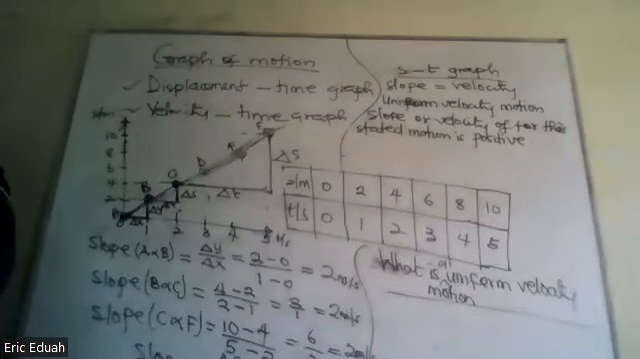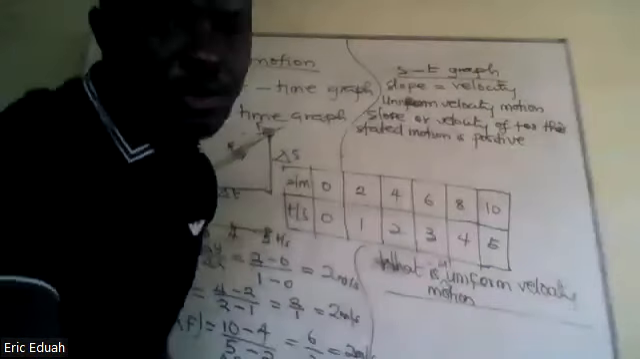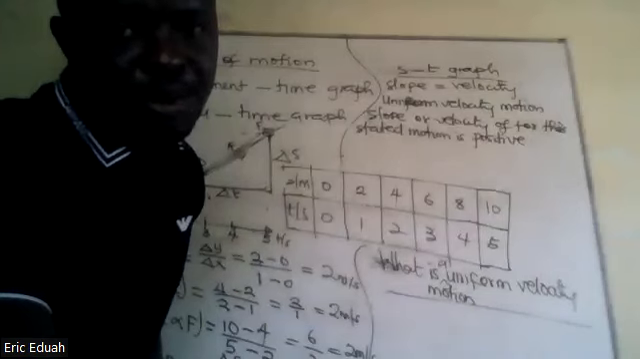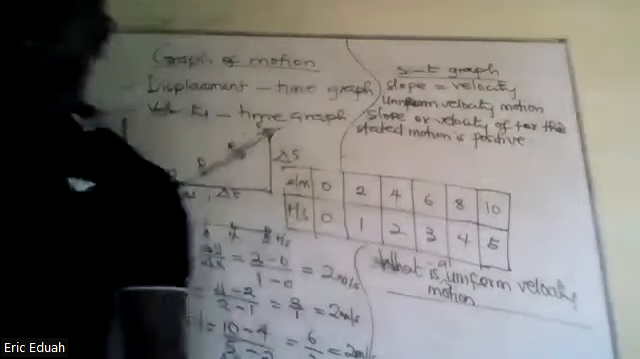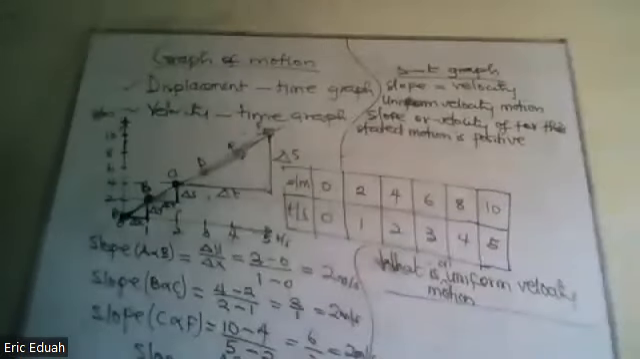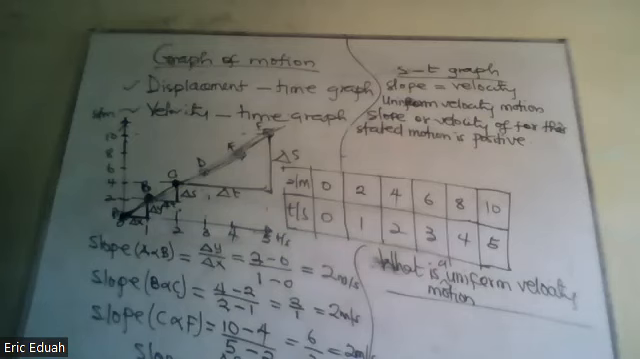So when a body covers equal distances in a specified direction within equal time interval, then it means that the body is in a uniform velocity motion. Or a body is said to be in a uniform velocity motion when the time rate of change of displacement is constant.